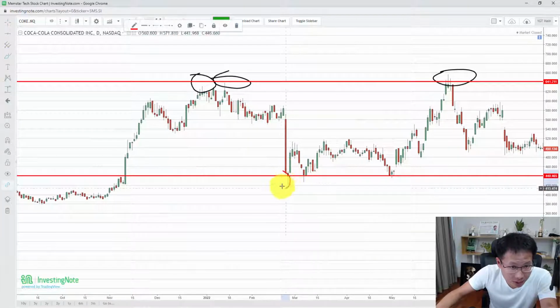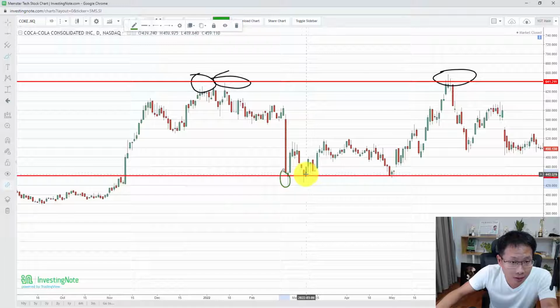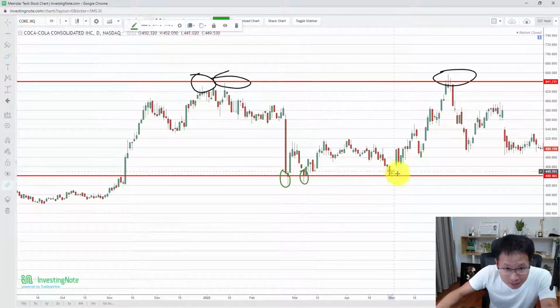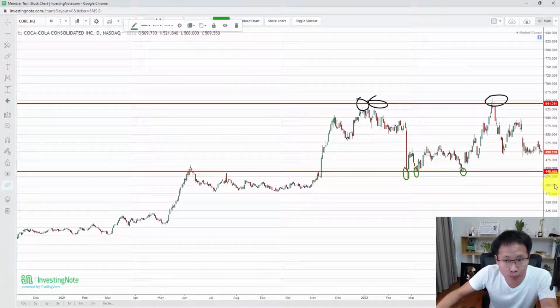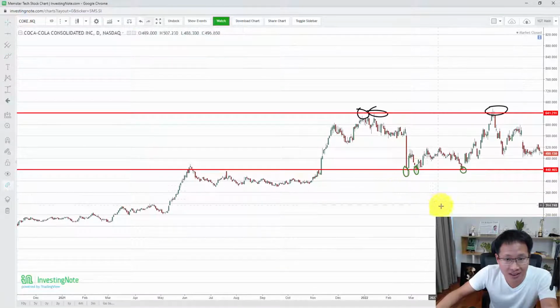You can see we saw it one time here. Let me just put it in green color. Another time here as well. Another time here as well. We kind of went down. So about 3 times we saw these bullish reversal candles right at this support level.